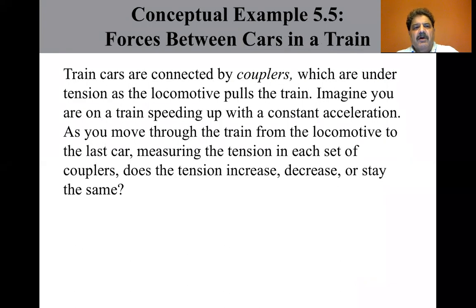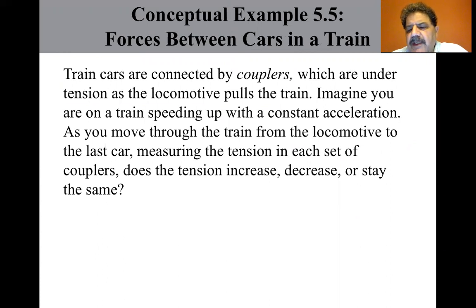Forces between cars in a train. Train cars are connected by couplers, which are under tension as the locomotive pulls the train. Imagine you're on a train speeding up with a constant acceleration. As you move through the train from the locomotive to the last car, measure the tension in each set of couplers. Does the tension increase, decrease, or stay the same?